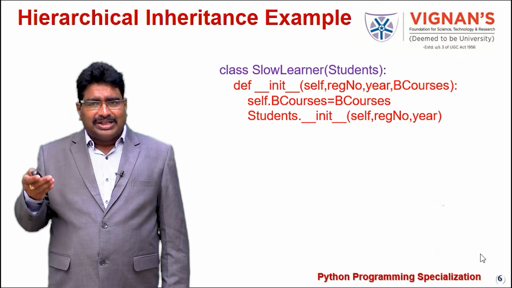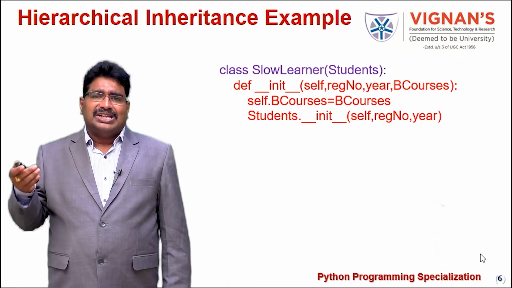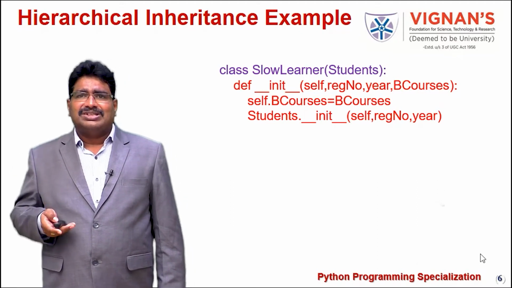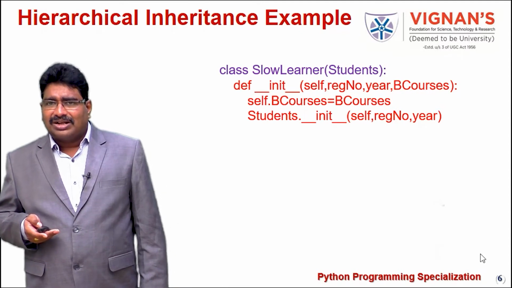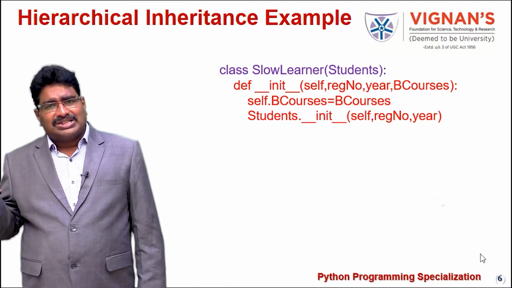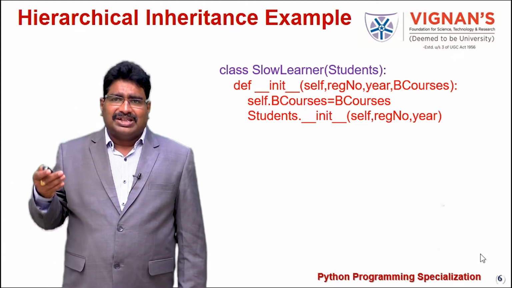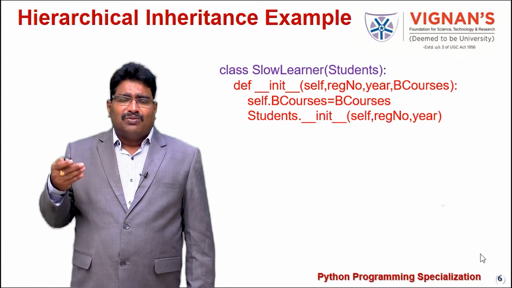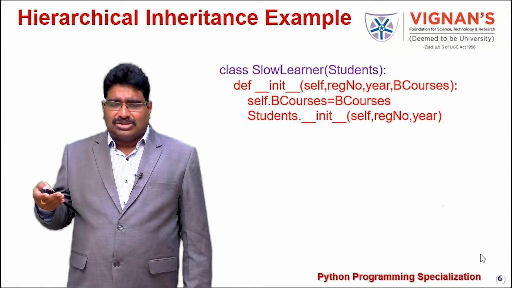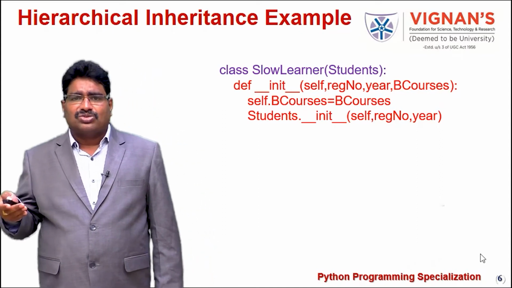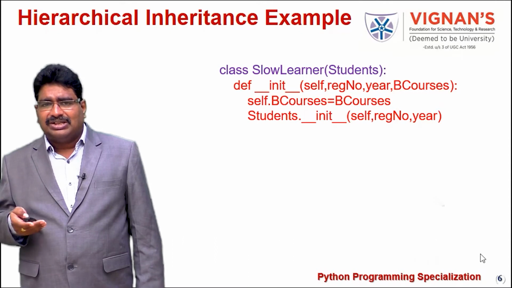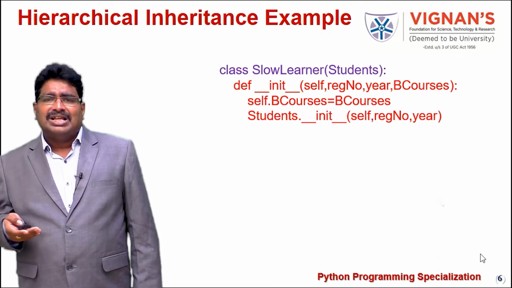So we need to maintain which subjects he needs additional training in. For that reason, we need to define the slow learner class. It is derived from the student class, and the slow learner also consists of the register number and year. In addition to that, we maintain the backlog courses, that is, the courses in which he is lagging. B courses represents which course he requires additional training in.